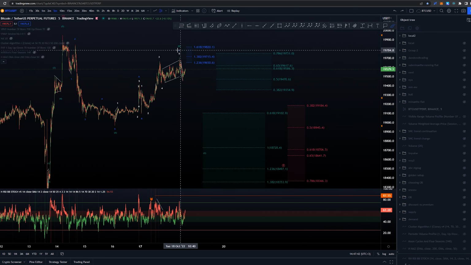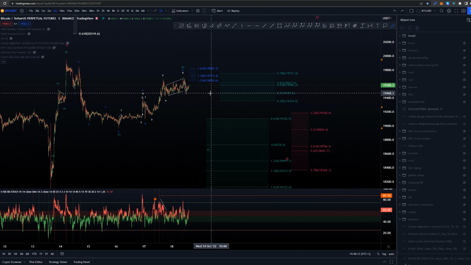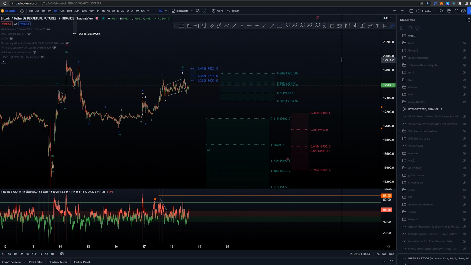It is possible that we are having this as some kind of diagonal, or just a 1, 2, 3, 4, 5. I don't think we had any overlap here, so it could be just a basic impulse wave structure coming down. But that is the main idea at the moment. If we take out the highs, I don't really have any counts for that at the moment, so I would need to take a closer look at the markets at that point, if that is going to be happening.